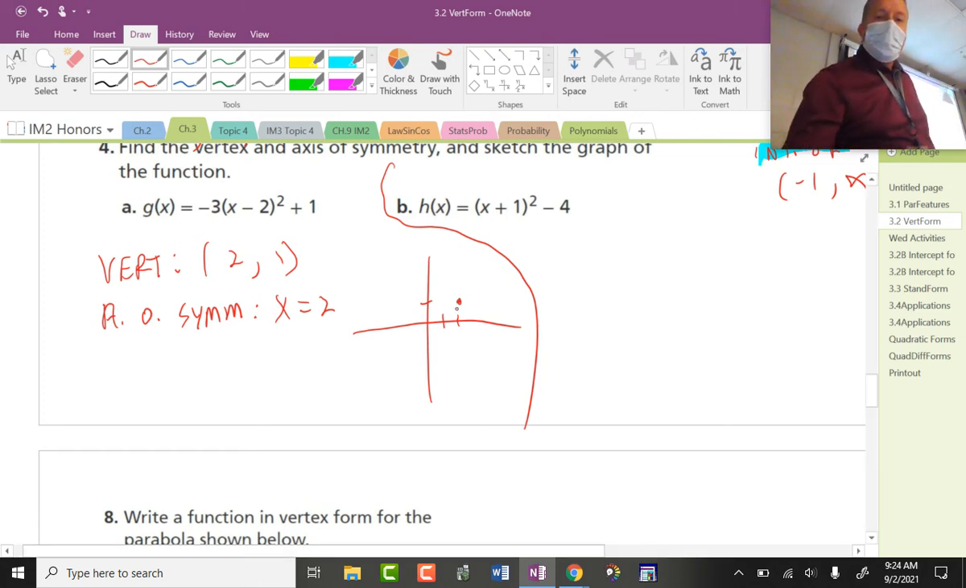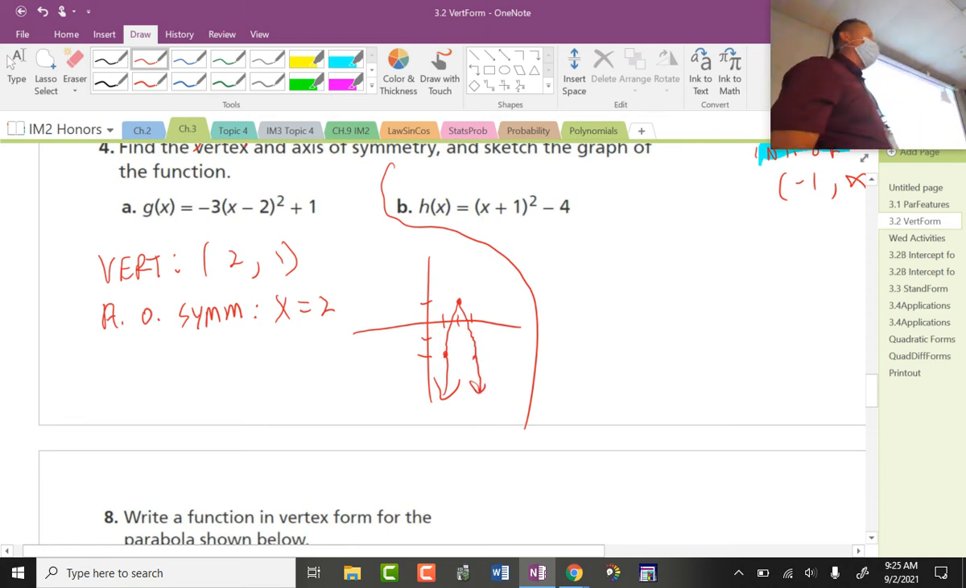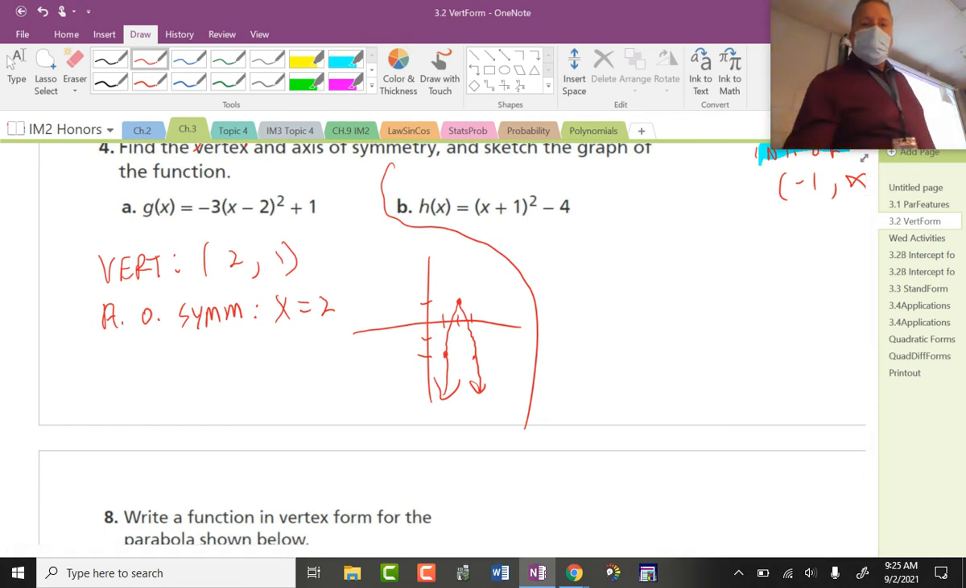Since it's negative 3, I'm going to go down 1, 2, 3 for the next set of important coordinates, and then 1 left and 1 right. That's really what the A value means for the next important coordinates after the vertex. And there is the stretch. Okay? All right, next one. I think you got it.